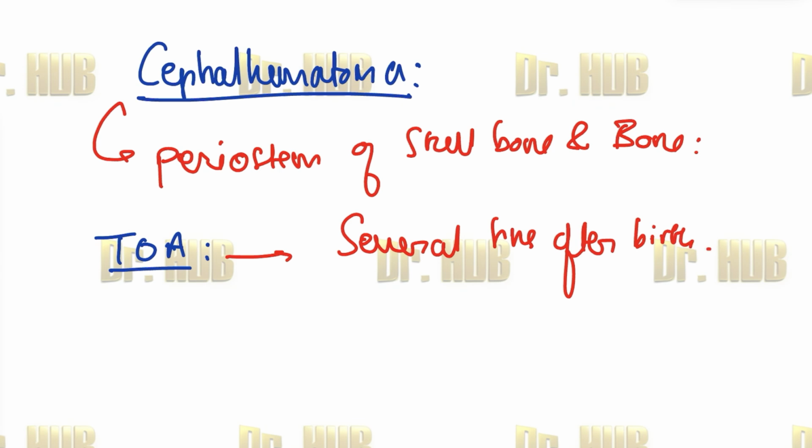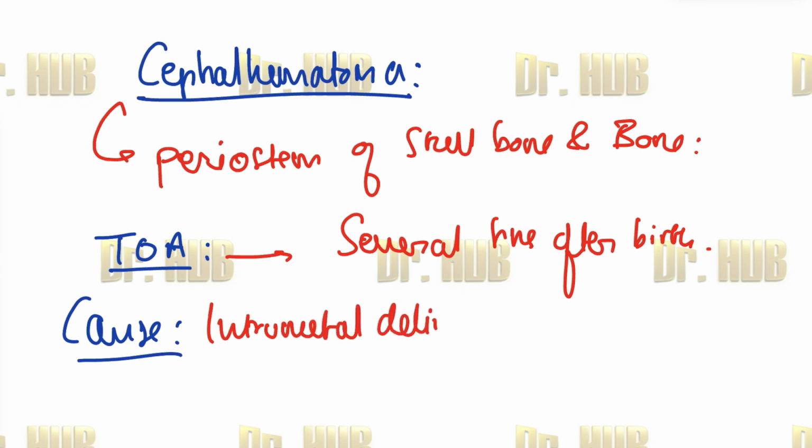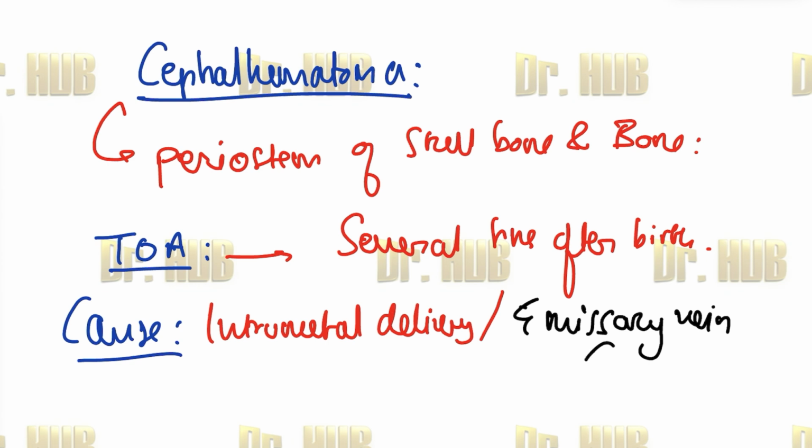Now, what is the cause of the cephalohematoma? The cause of the cephalohematoma is instrumental delivery, and it can also be due to rupture of the emissary veins.